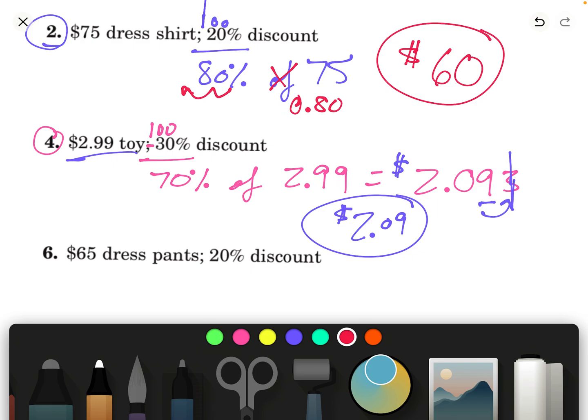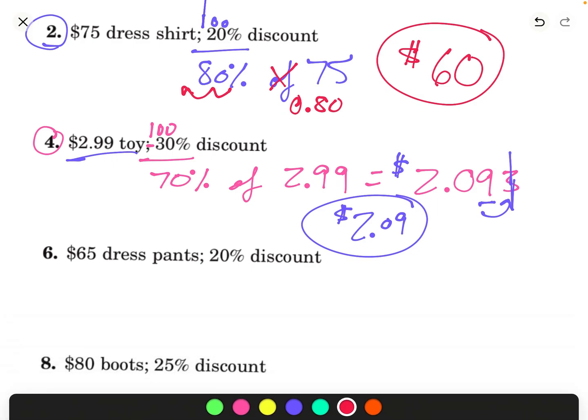And yeah, it kind of makes it easier once you get to these stores and you see things on sale and you want to know how much it's actually going to cost. Well, hey, now you can do it. Now you can do it yourself before you get up to the register to check out, right?